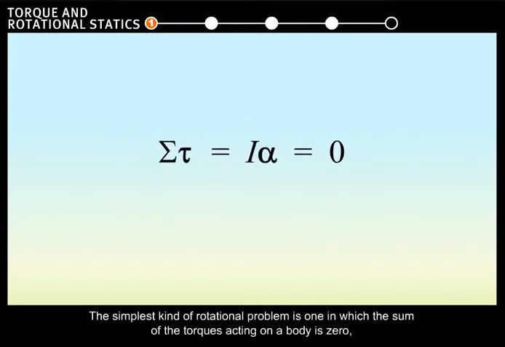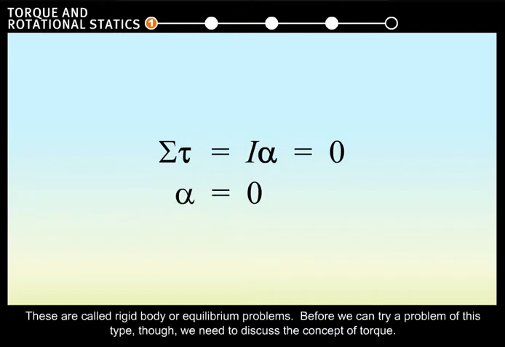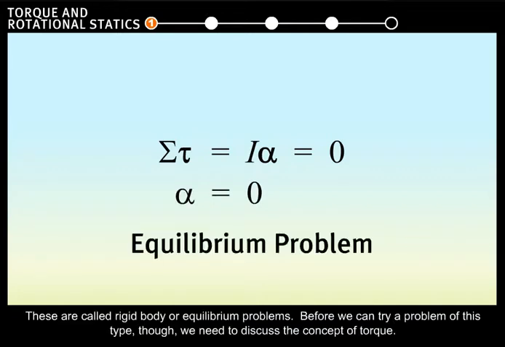The simplest kind of rotational problem is one in which the sum of the torques acting on a body is zero, or in other words, the angular acceleration is zero. These are called rigid body or equilibrium problems. Before we can try a problem of this type, though, we need to discuss the concept of torque.